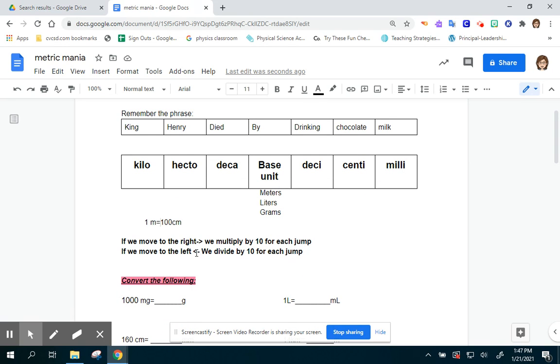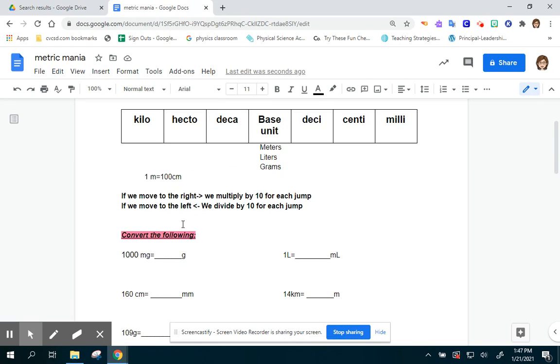Same thing, except opposite for left. If you move left, you're going to divide by 10 for each jump that you make. So if you move by 3 jumps, let's say you start here at grams and bump over 3, you are going to essentially divide by 1,000, or move the decimal point to the left 3 spaces. Same thing. All right, so let's work on some of these questions here.